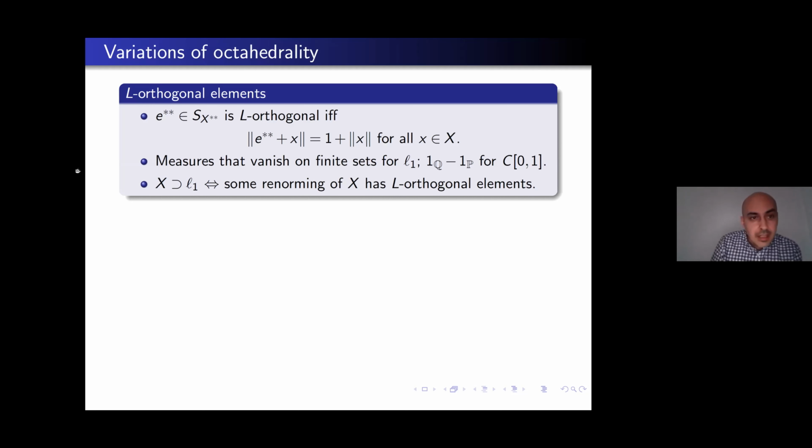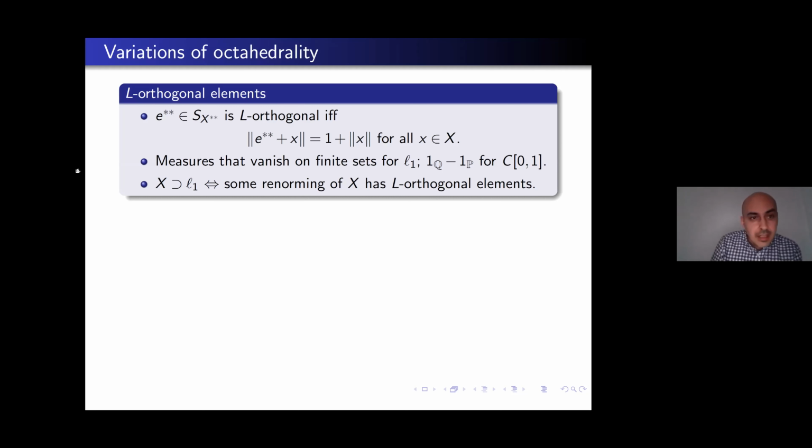So if I have a sequence of elements in the sphere of the space, I will say that this sequence is L-orthogonal if it satisfies the above condition, but in the limit on the e_n's. So if I take an element x in the Banach space and I start adding the vectors of my sequence and I compute the norm, in the limit it becomes additive. It becomes 1 plus the norm of x.